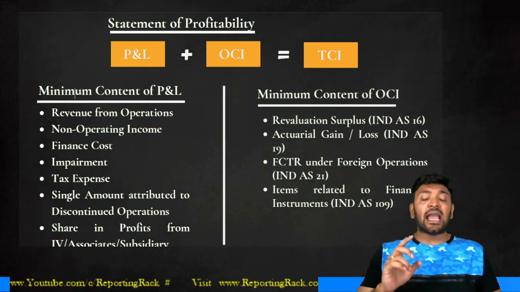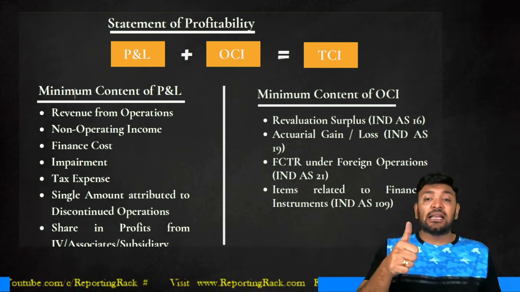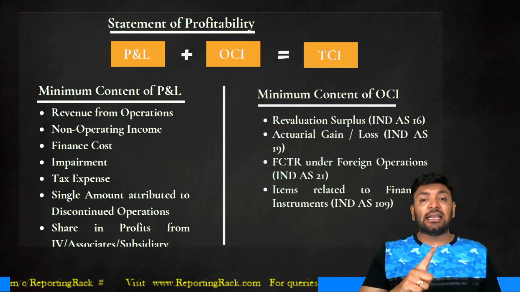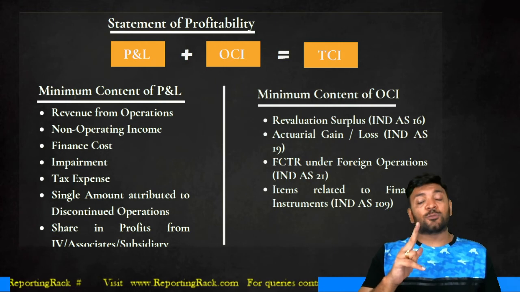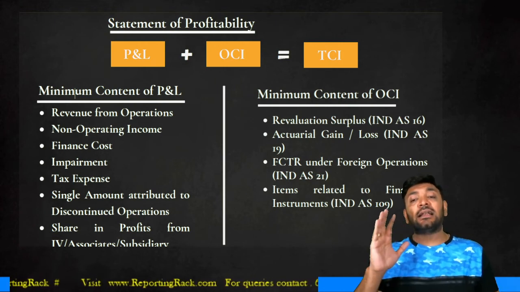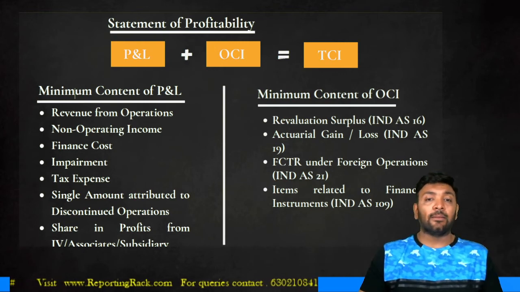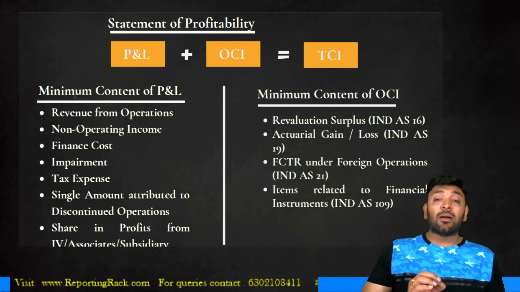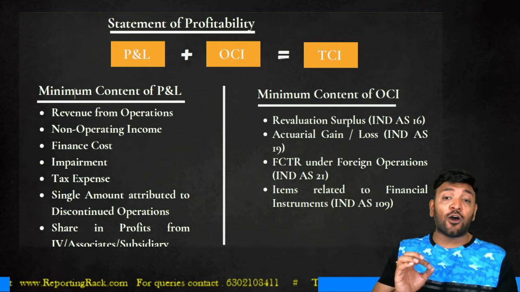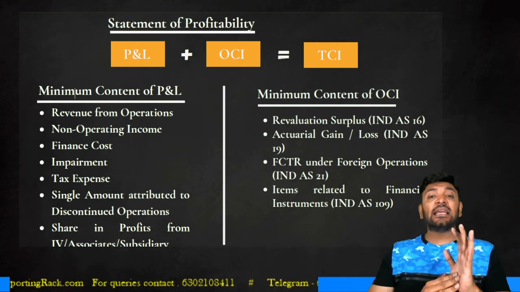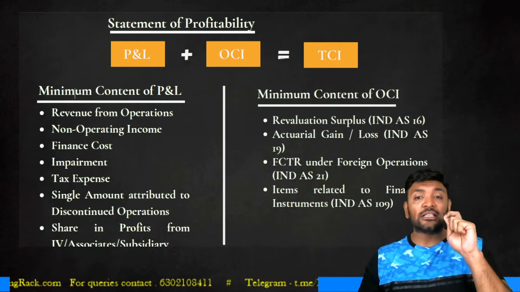But when I come to OCI, revaluation surplus created as per Ind AS 16, actuarial gain or loss as per Ind AS 19, FCTR amount as per Ind AS 21, or other items related to financial instruments which we will discuss under Ind AS 109. Clear? These are the minimum contents to be presented in the statement of OCI. Both combined is basically giving my total comprehensive income.